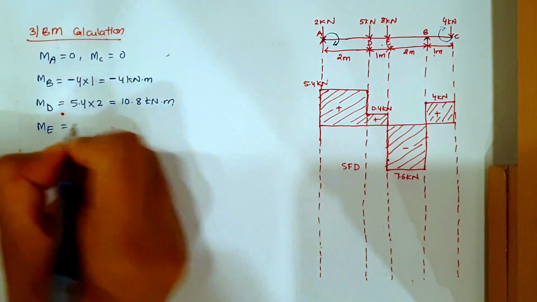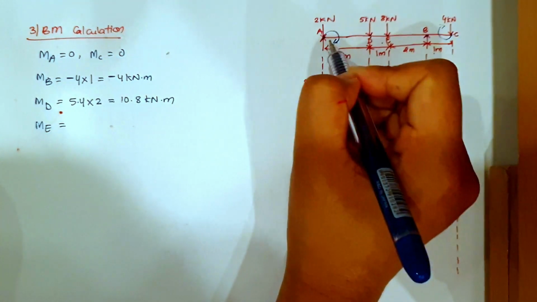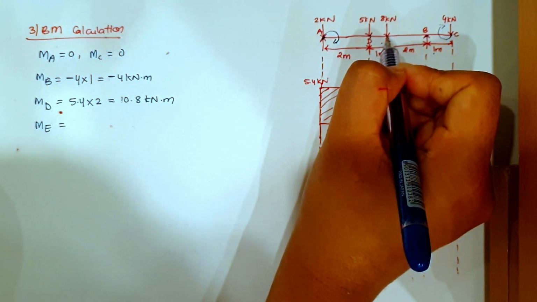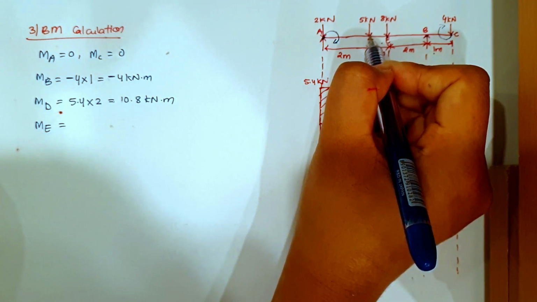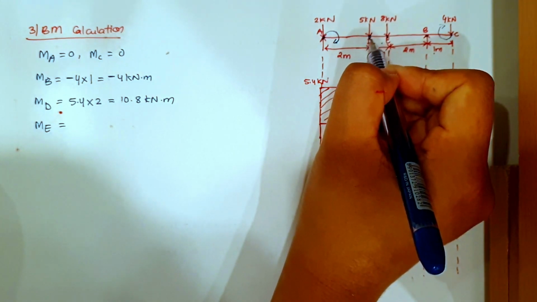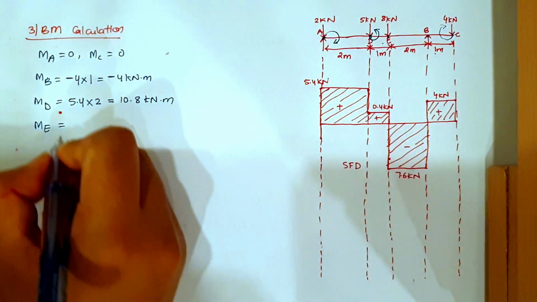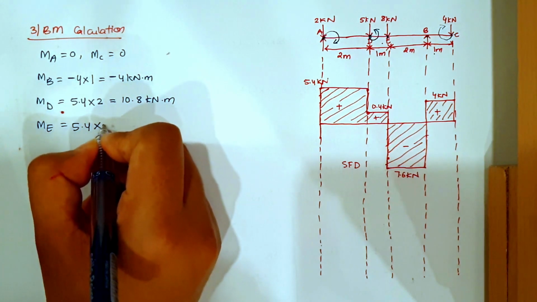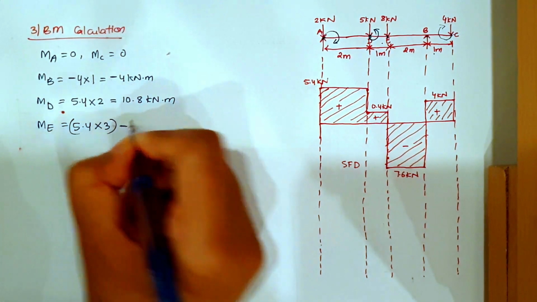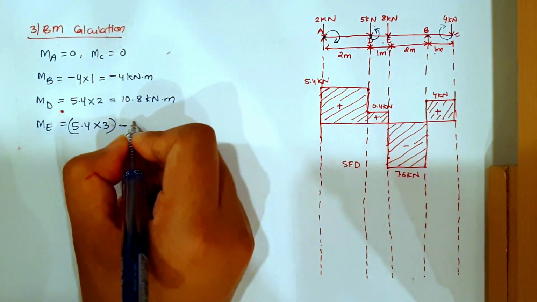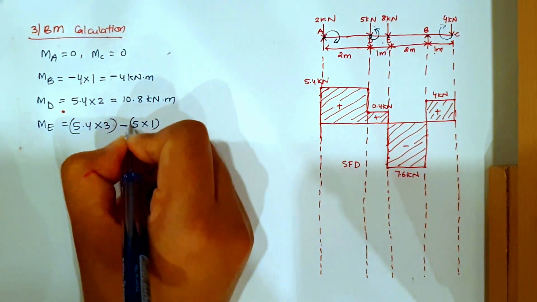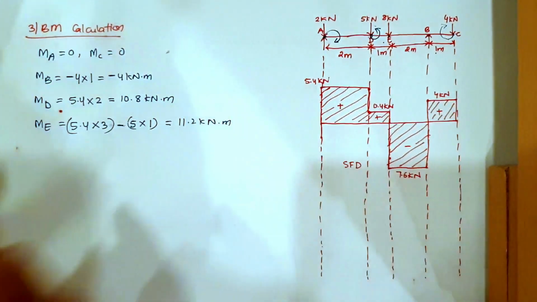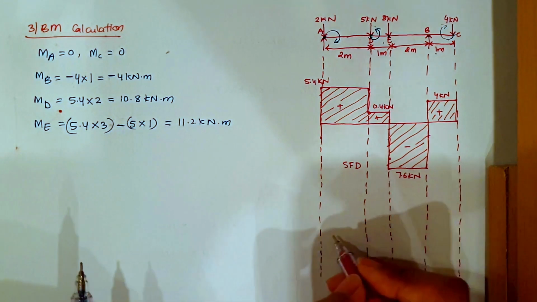Similarly, moment at E, this point. Now going from here to here, one is the RA reaction going towards E, then I have the point load at D going towards E. So this will go in anti-clockwise direction. So I have reaction RA into the total distance of 3 meter, minus the point load going in the anti-clockwise direction, so minus 5 into the distance 1. So this will become equal to 11.2 kilonewton meter. Now let's draw the diagram.